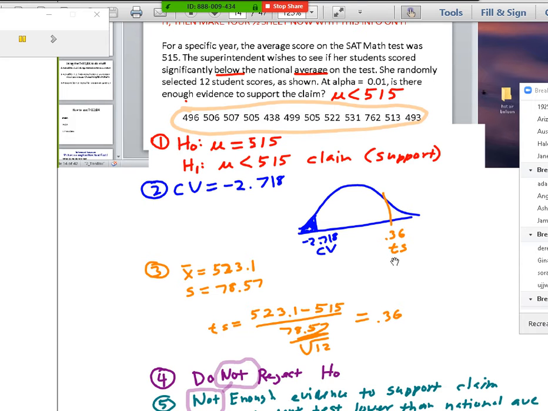So 0.36. Someone pointed out last class that it really should have been closer to the center. It just has to be somewhere on the right side, I don't care. Technically it should have been closer to the center, I just kind of put it in there.